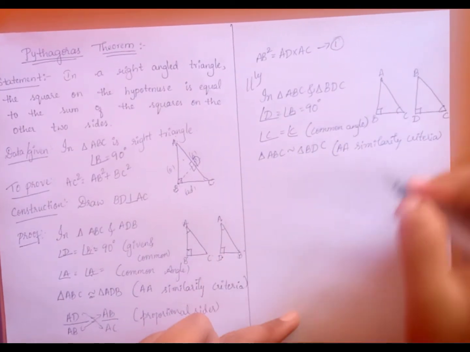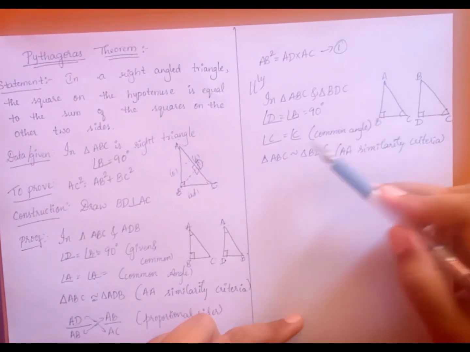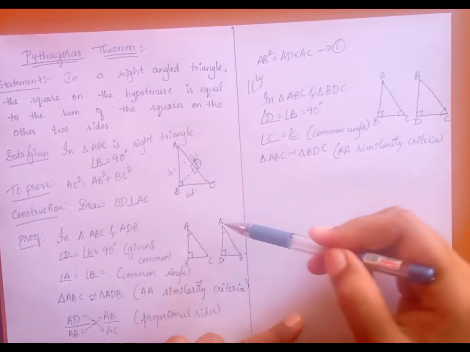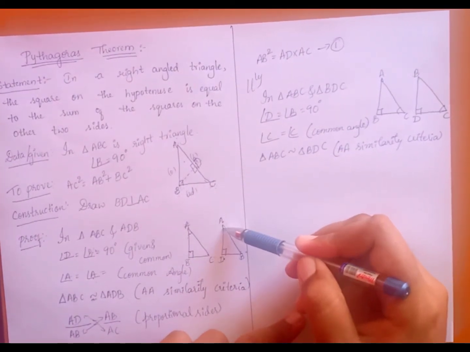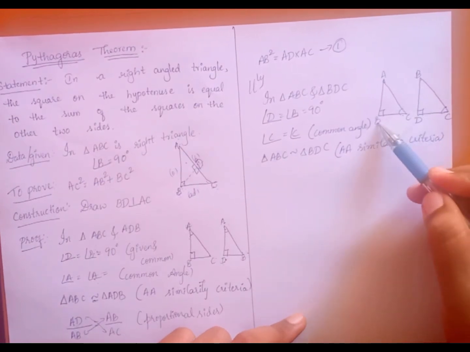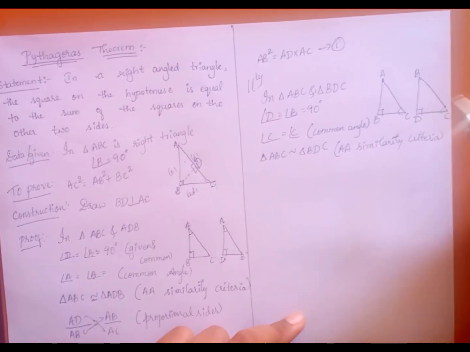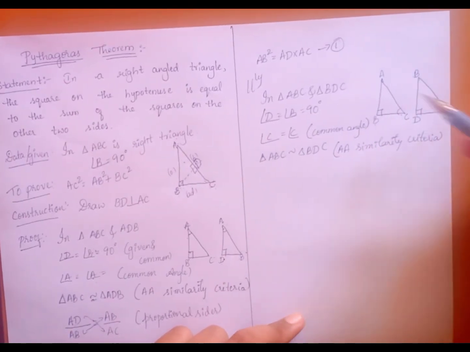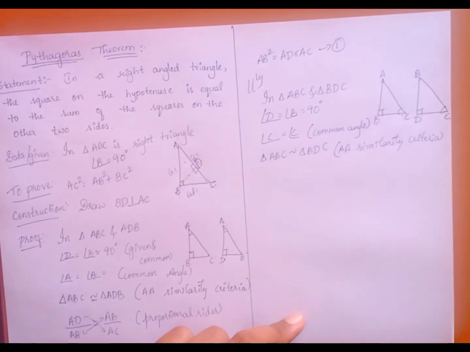So now we need to write proportional sides. Earlier we took AB and AC because A was the common angle in the proportional sides. But here we have C as the common angle. So therefore we will take DC by BC is equal to BC by AC, because C is common, based on that we need to take proportional sides.